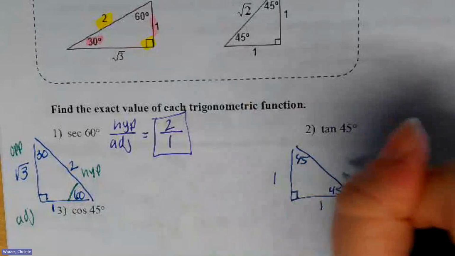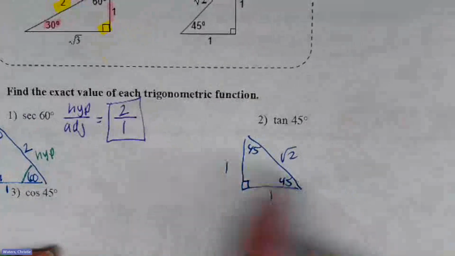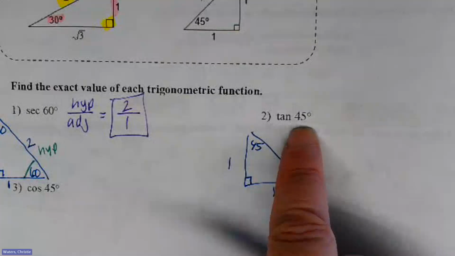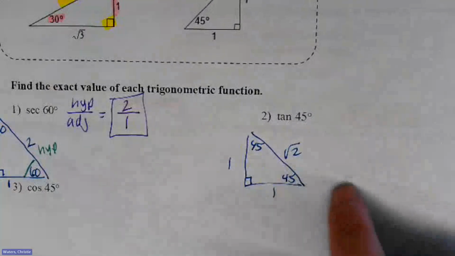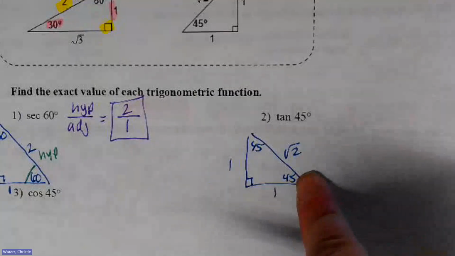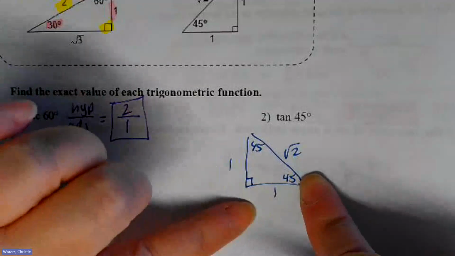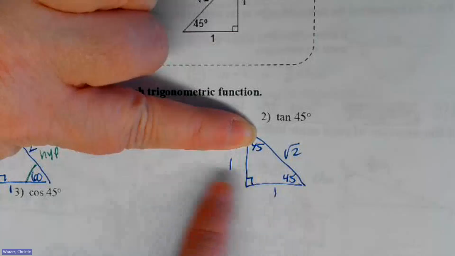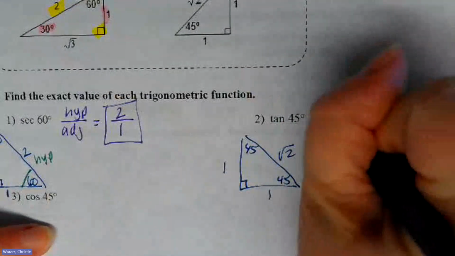So 1, 1, and square root 2. Tangent is opposite over adjacent. We're asked to find the tangent of 45, and it might be a little confusing because there are two 45-degree angles. But we'll get the same answer no matter which one we pick. If I choose this as my focus angle, opposite over adjacent would be 1 over 1. If I choose this as my focus angle, opposite over adjacent would still be 1 over 1. So tangent of 45 is 1 over 1.